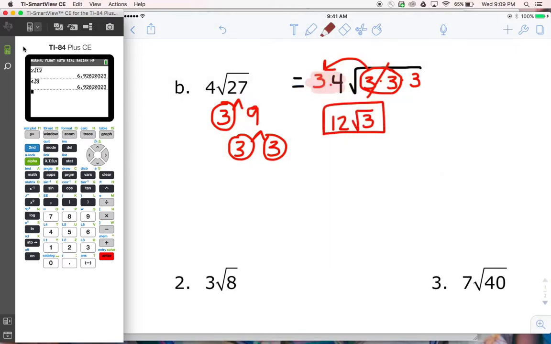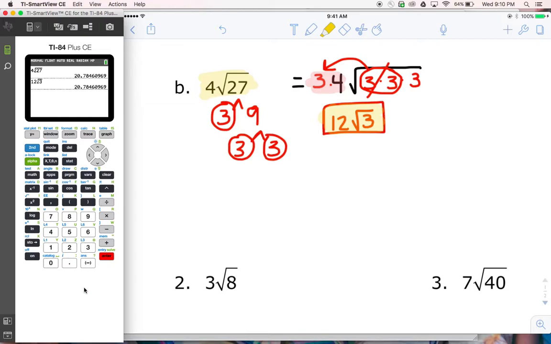One more time, just to make sure we understand, let's check our answer. We're going to type in our original and our simplified version in our calculator. So let's start with the original. 4 square root of 27 gives us 20 point something. Now we're going to do 12 square root of 3, and we see that we get the same decimal.